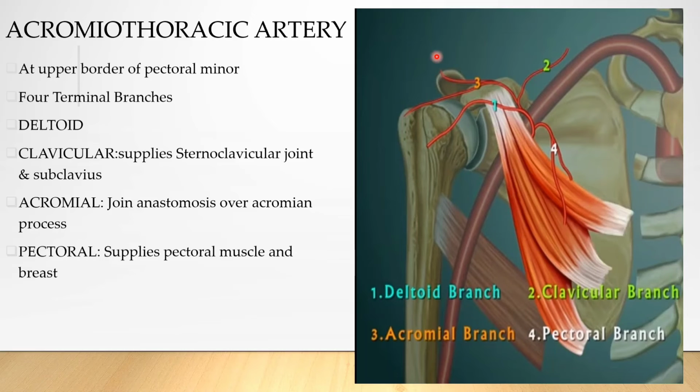In those 2 branches, the first branch, the acromiothoracic artery, again has 4 branches. The one which supplies the deltoid is called deltoid. Next, the ones which supply the sternoclavicular joint, clavicular; the acromial joint, acromial; and the pectoral, pectoral.